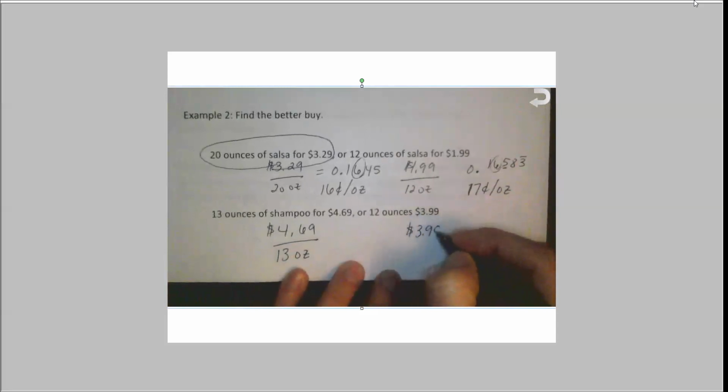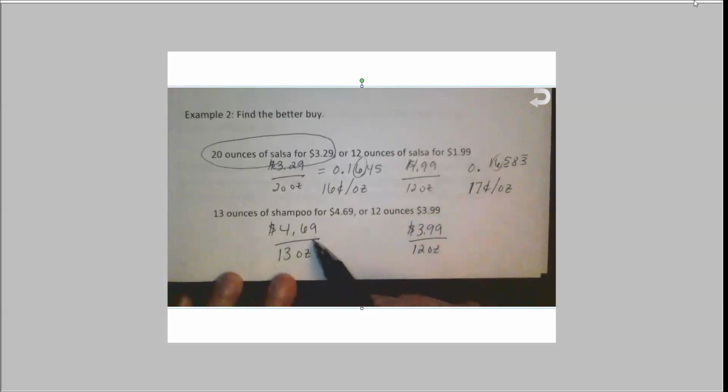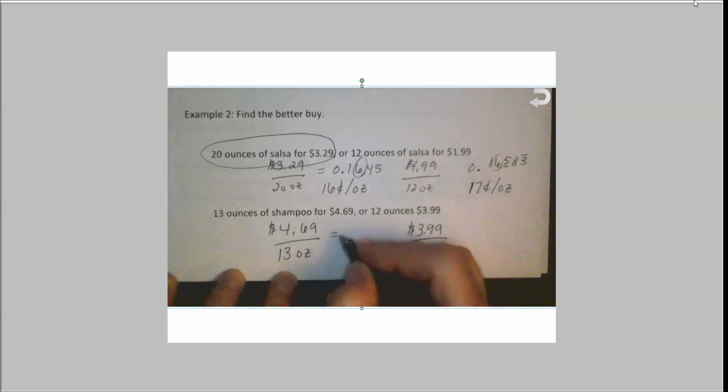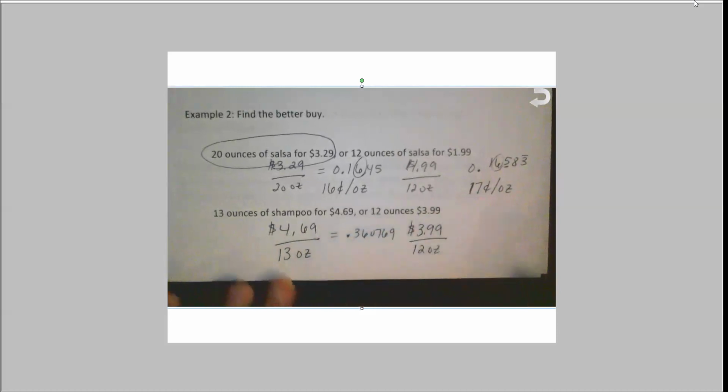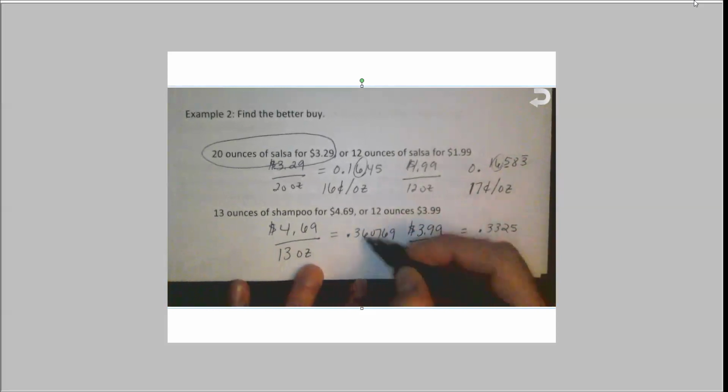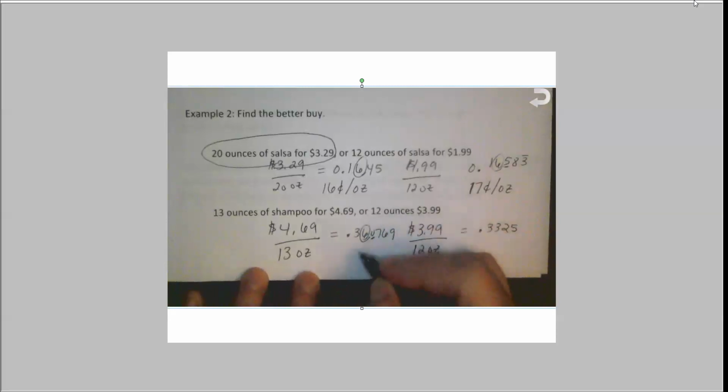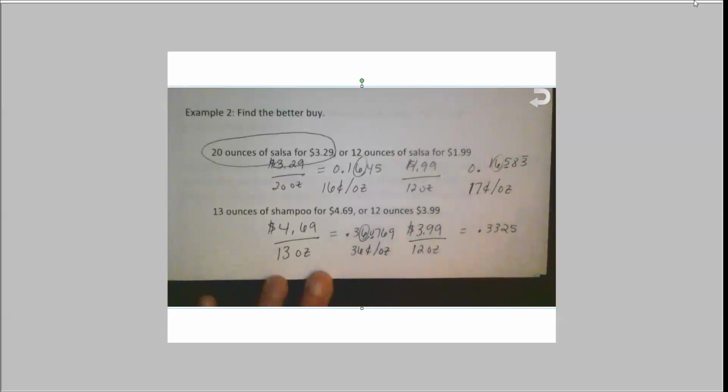Cost per unit. We'll divide $4.69 by 13. Our decimal's 0.360769. Over here we get 0.3325. Okay, but it's money, so rounding to the nearest cent, the number behind that is a 0, so we let it rest. That's 36 cents per ounce of shampoo.